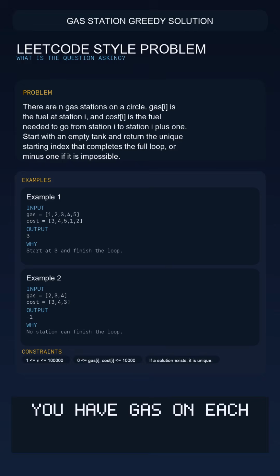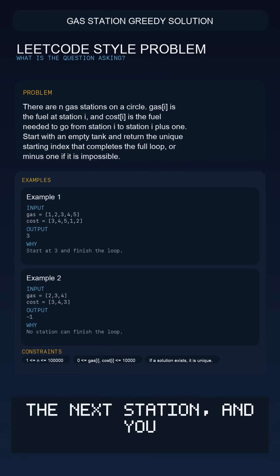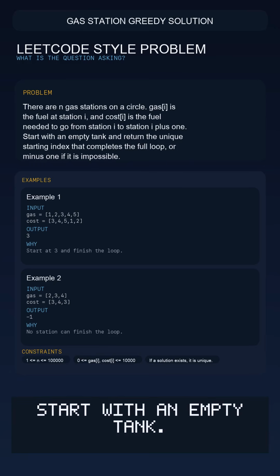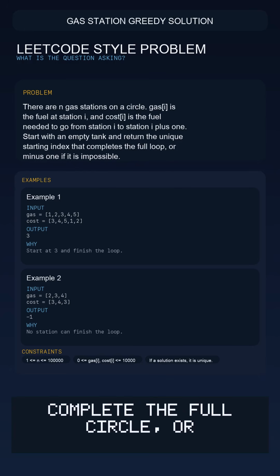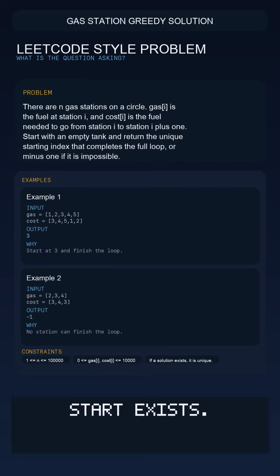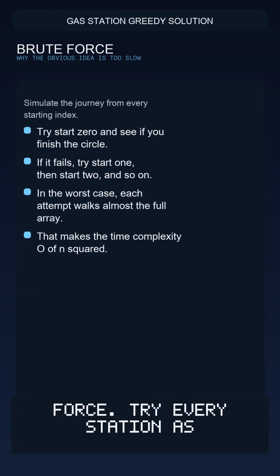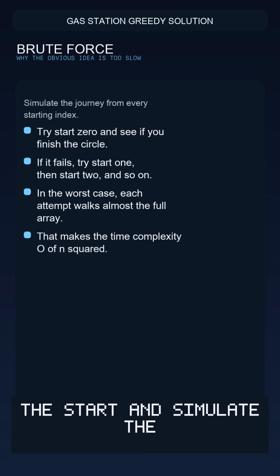You have gas on each station, a travel cost to the next station, and you start with an empty tank. Your job is to return the one index that can complete the full circle, or -1 if no such start exists. The obvious idea is brute force. Try every station as the start and simulate the trip.